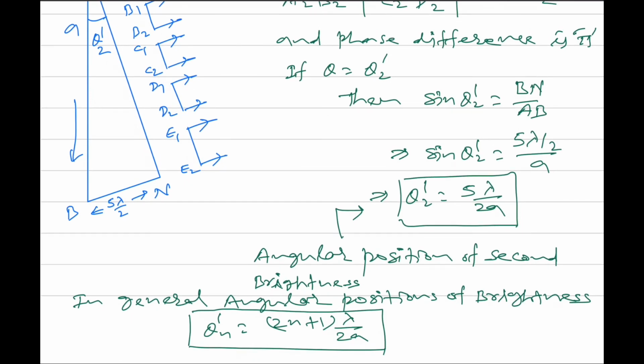In general, the angular positions of bright fringes are theta dash n is equal to (2n plus 1) lambda upon 2a, where n will start from 1, 2, 3 and so on. If you put n is equal to 1, you will get 2 plus 1, 3 lambda by 2, which is correct. If you put n is equal to 2, you will get 2 into 2 plus 1, 5 lambda by 2, this is also correct. So these are the general positions of brightnesses.